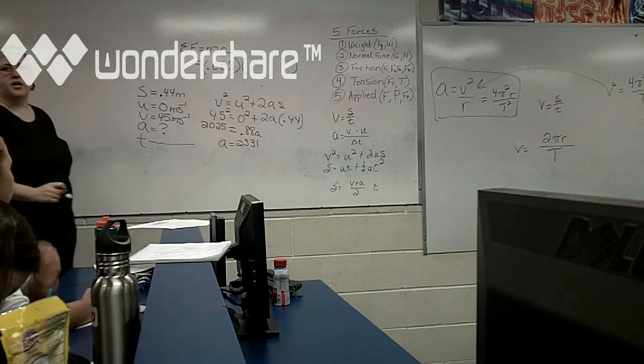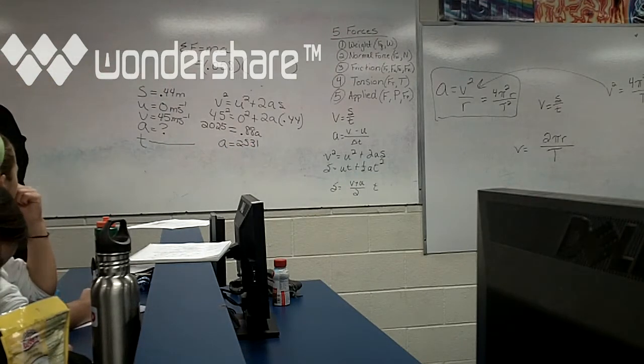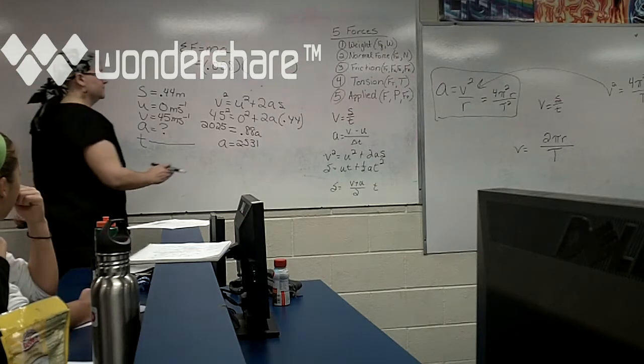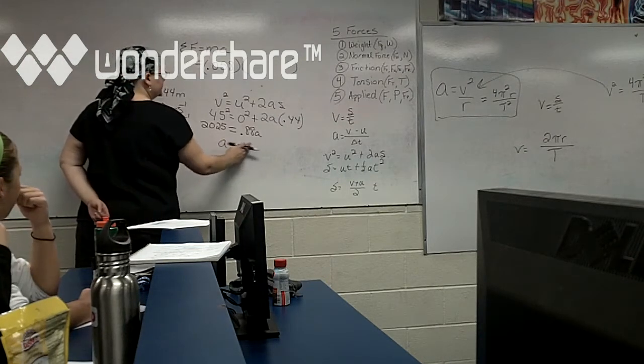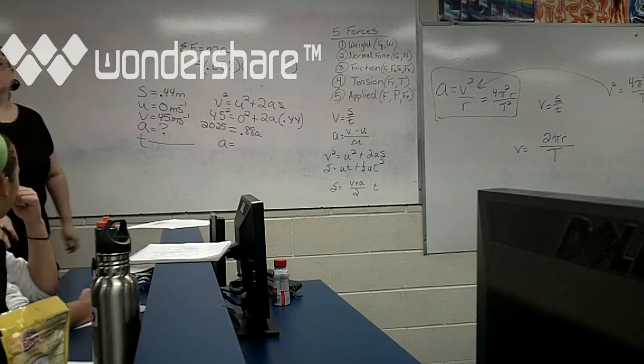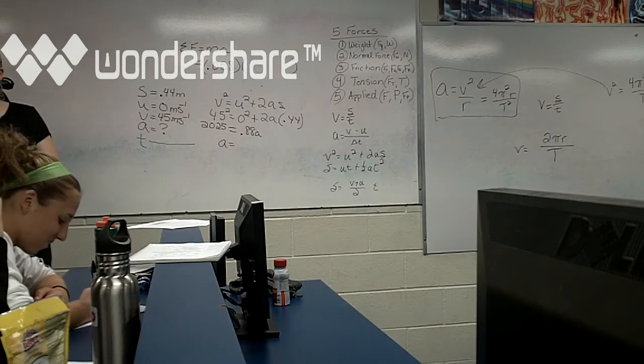That's what he got. Can somebody check that? That's not what I got. I divided by 0.8, not 0.88. Somebody else want to take a stab at it? It was 2301, yeah.